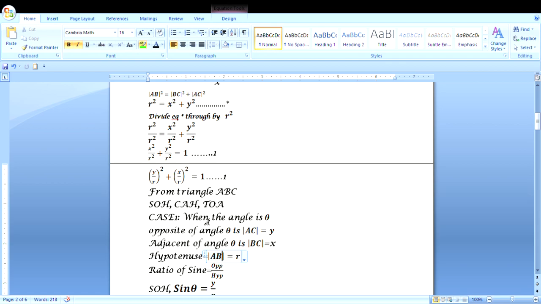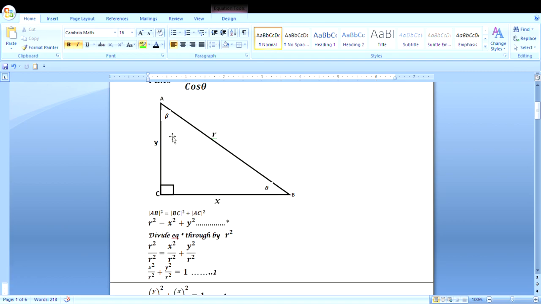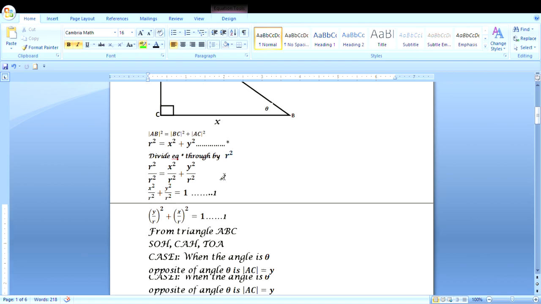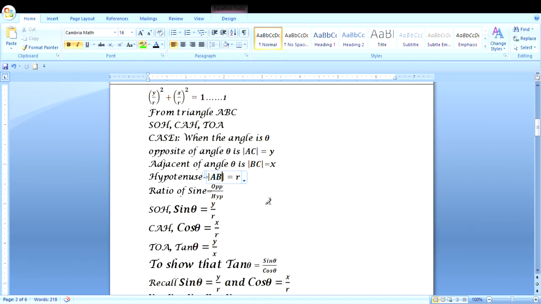Now we're going to look at case 1. If the angle is theta, from our diagram here, if we're looking at theta alone, we see that the opposite of theta is Y, which is the line AC, while the adjacent of the angle theta here is the line BC, which is X, where the line AB is the hypotenuse. Now we will use that to establish our relationship here.